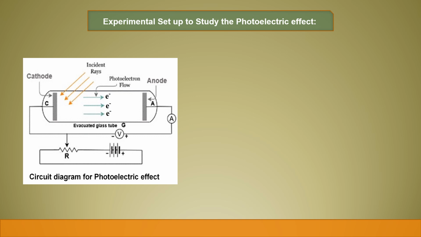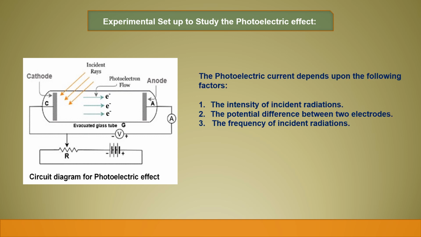Now when light falls on the surface of metal, electrons are emitted and current flows in the circuit known as photoelectric current. And this photoelectric current depends upon the following factors. First, the intensity of incident radiation. Second, the potential difference between the two electrodes. And third, the frequency of incident radiation. Now let us try to understand each one of these factors one by one.